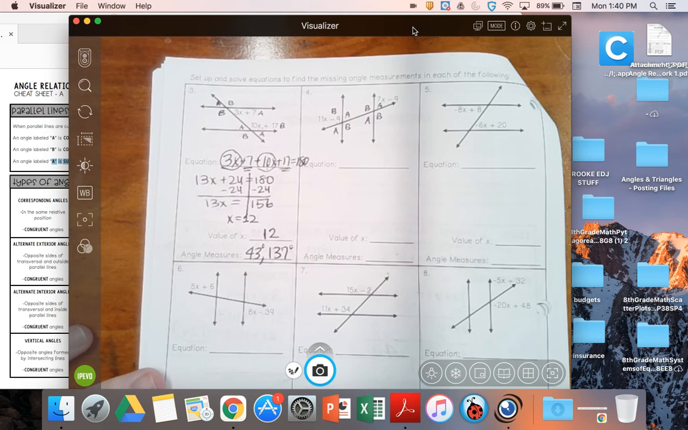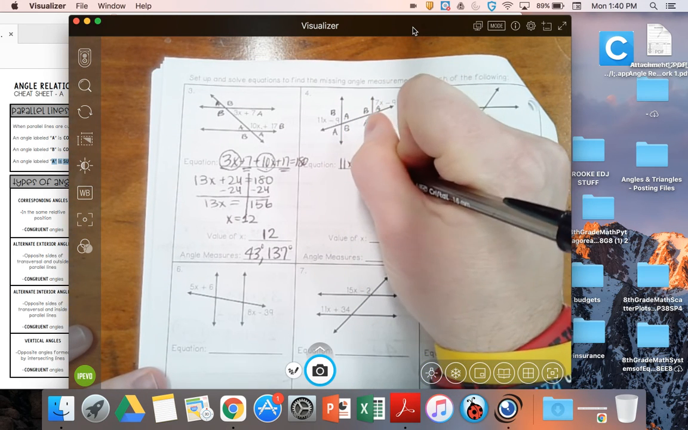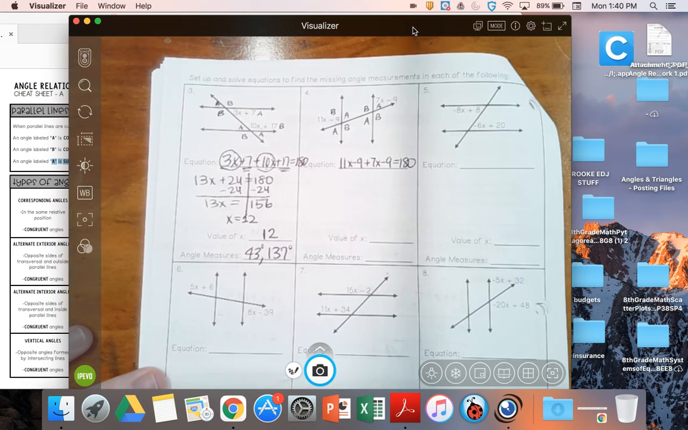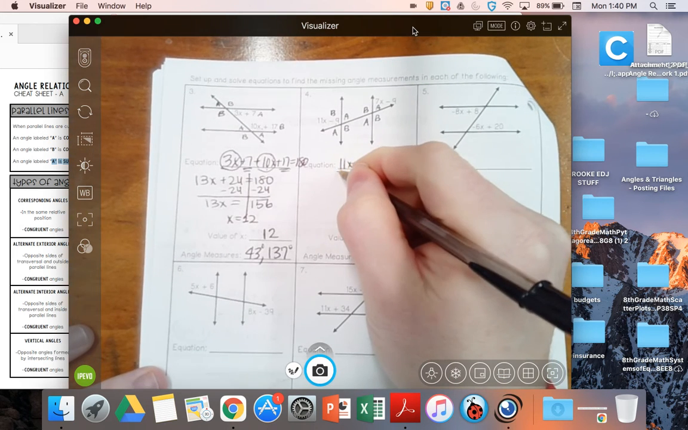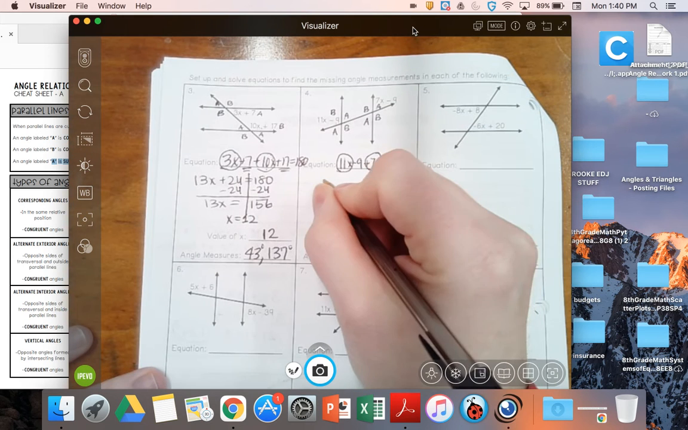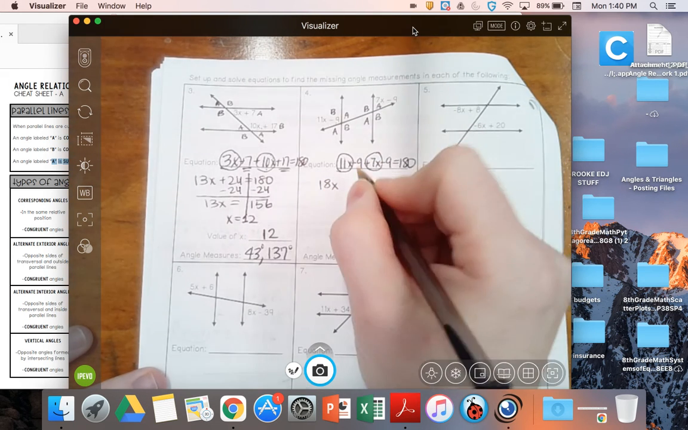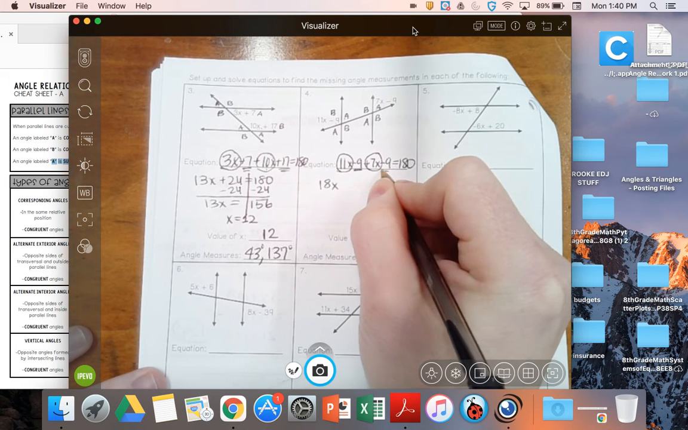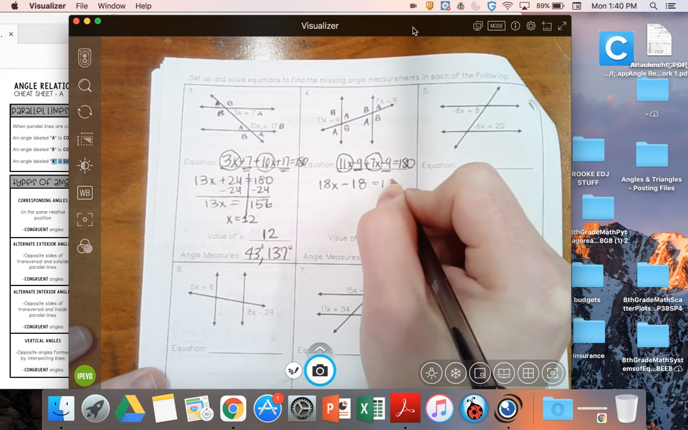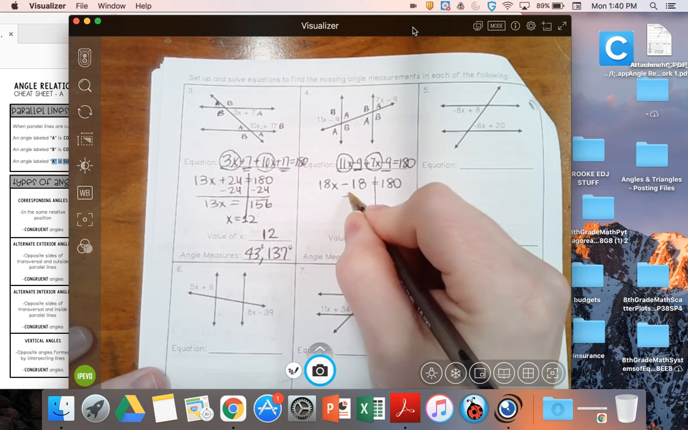Let's take a look at this one. So if I have 11x minus 9 plus 7x minus 9 is equal to 180. I need to clean up some stuff, so I can put 11 and I have a plus 7, so that gives me 18x. Then I have a negative 9 and another negative 9. It gives me negative 18. There it is. I can solve this equation.